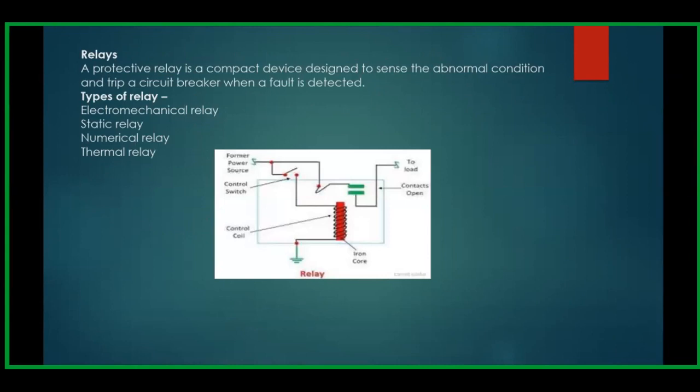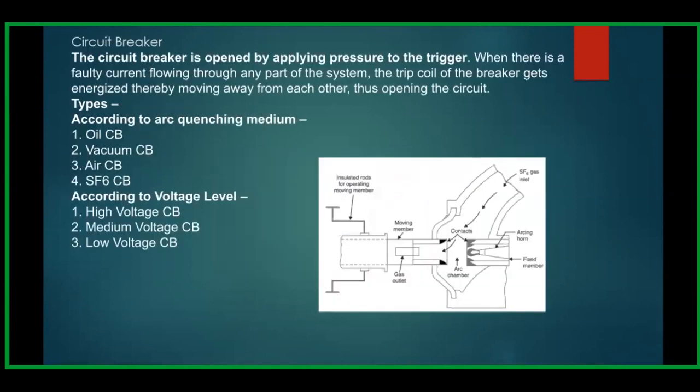The second component is called a relay. There are various types of relays installed in the power system network, and those are electromechanical, static, numerical, and thermal. Depending upon the applications and the load side equipment, these types of relays are installed in the power system network. It is nothing but a breaker which trips under abnormal conditions, separating the healthy part and the faulty part.